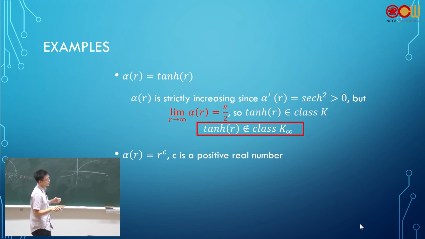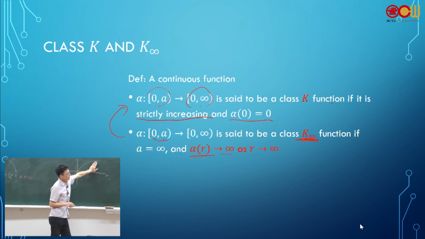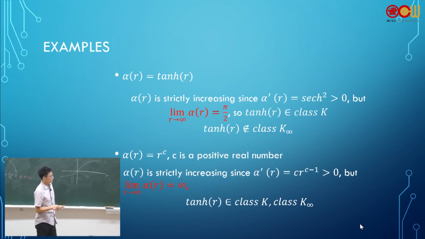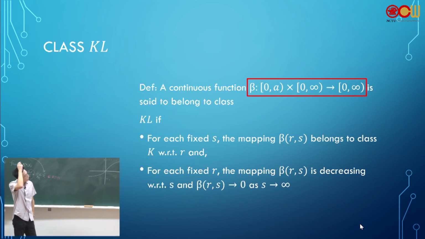But it's not class K infinity. Why? Because it's bounded by 1. It doesn't go to infinity. Remember in the previous slide, we said the function has to go to infinity. So the second example is class K and K infinity because it's strictly increasing and goes to infinity as r goes to infinity. Then next, what is a class KL function?